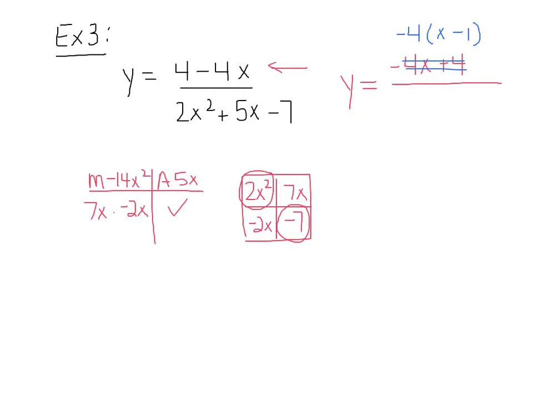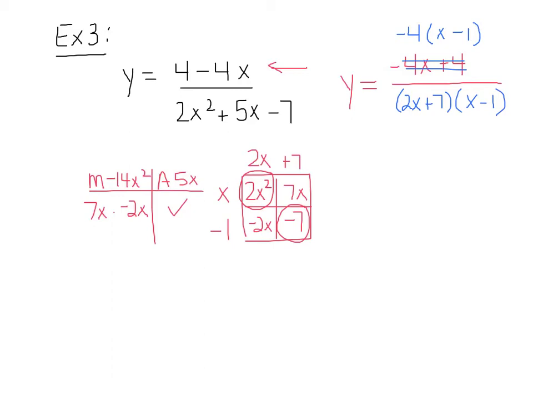So the GCF in this first column is a 2x, in the second column plus 7, in the first row x, in the second row just minus 1. Okay, well those are my factors. So I'm going to put those here. So I have 2x plus 7 times x minus 1. So that's how my denominator factors.